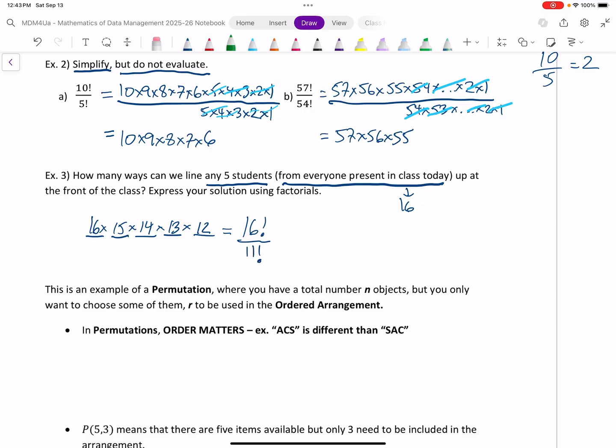This is a situation which is a permutation. And a permutation is always when you have more items than what you're actually going to choose, but you want to figure out the number of ordered arrangements of it, or the number of possible outcomes. So I can represent this as 16P5. And so the 16 is the total number of items available. The P represents permutation. So this is permutation. This is my total number of items available, which is called N.